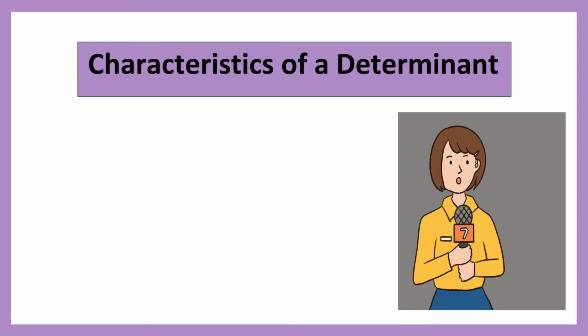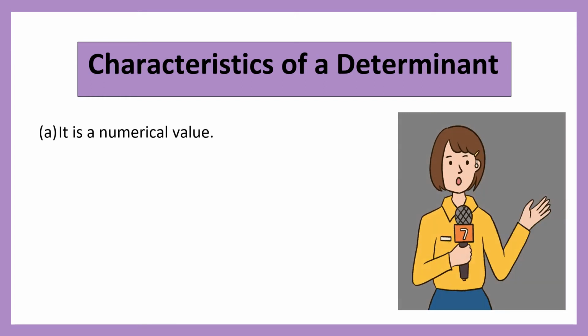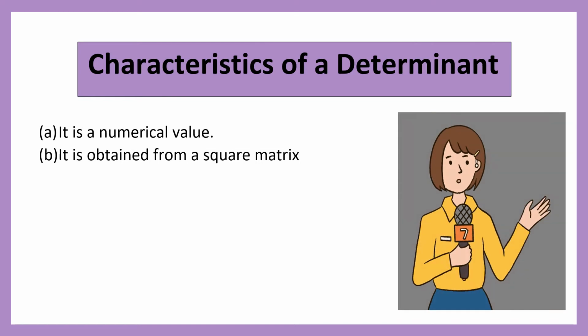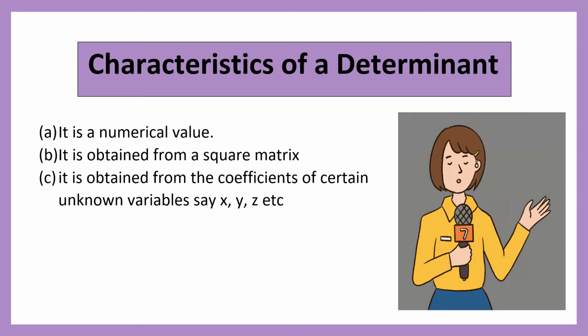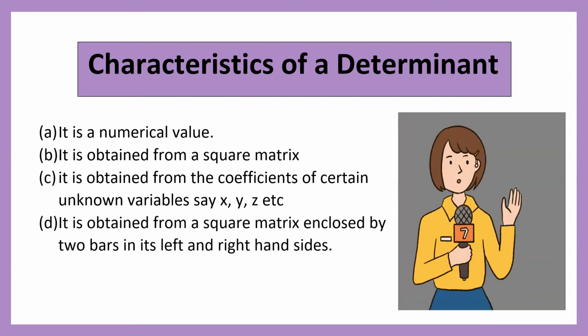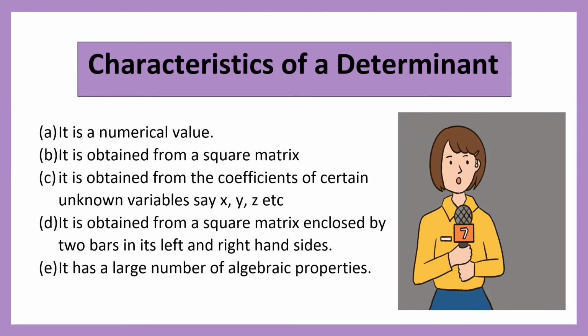Characteristics of a determinant. From the above definition, the essential characteristics of a determinant may be analyzed as under: it is a numerical value, it is obtained from a square matrix, it is obtained from the coefficients of certain unknown variables, say x, y, z, etc. It is obtained from a square matrix enclosed by two bars on its left and right hand sides. It has a large number of algebraic properties.